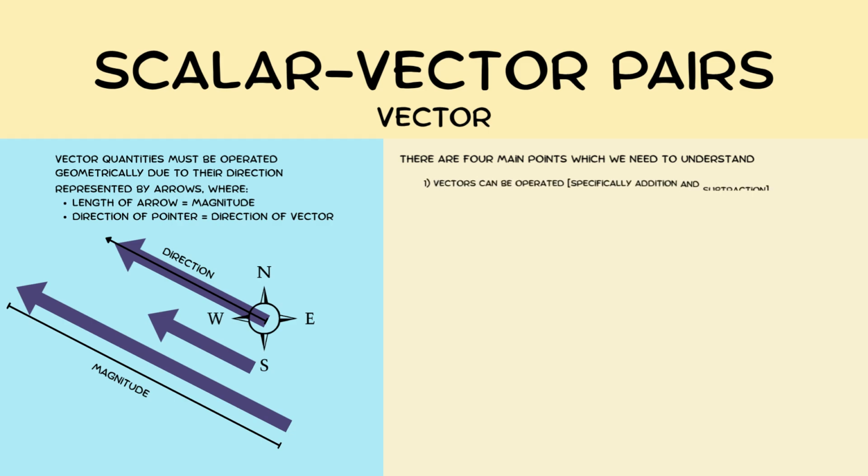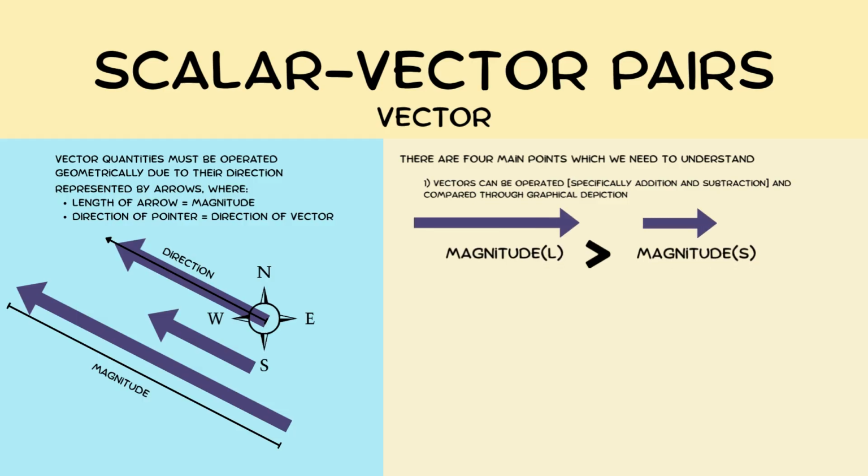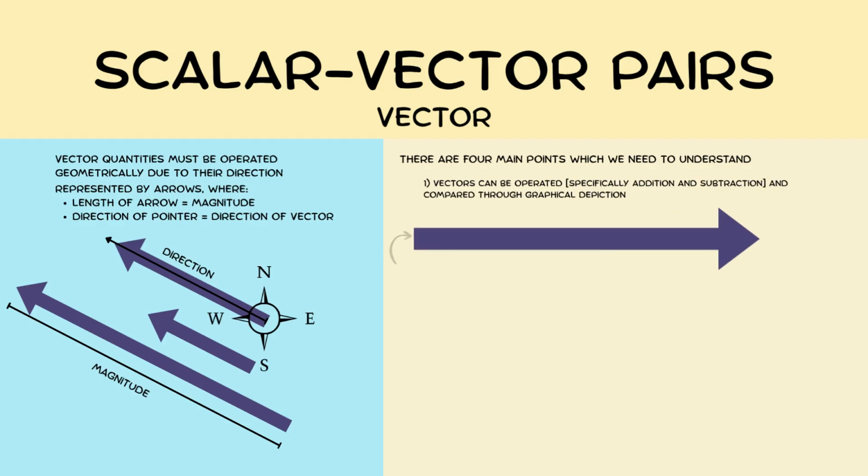1. Vectors can be operated and compared through graphical depictions. For example, a longer arrow has a greater magnitude than a shorter arrow. Add them together and you get an even longer arrow. The same is true for subtraction.